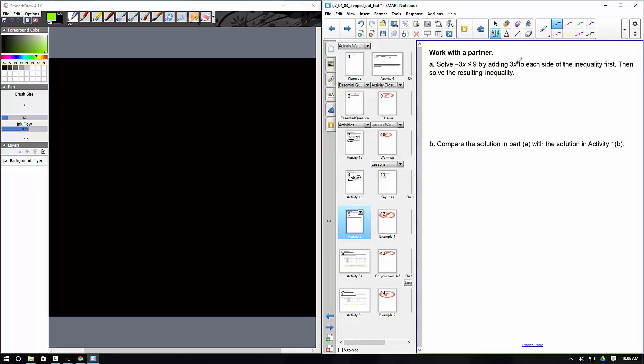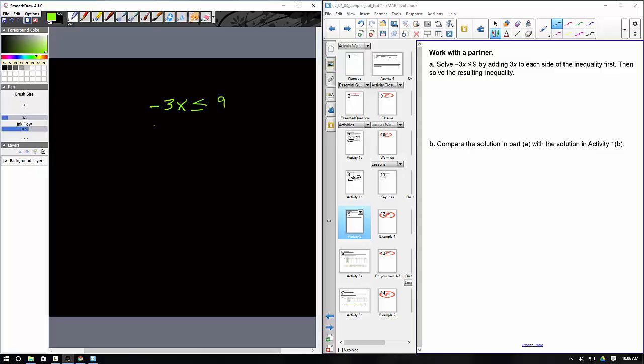This one says add 3x to both sides. It says solve this by adding 3x to each side of the inequality first, then solve for the resulting. So let's just try this out. If I have negative 3x, I'll write it on this side. So I have negative 3x is less than or equal to 9.